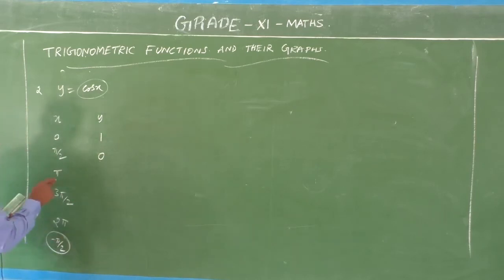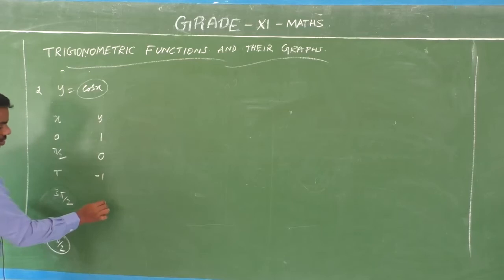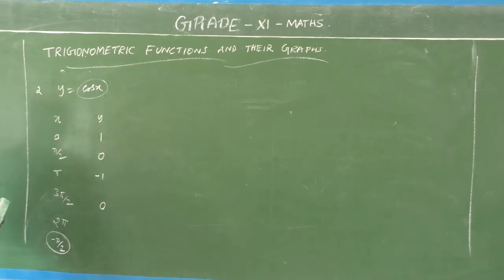For x equal to pi, cos pi is equal to minus 1. For x equal to 3 pi by 2, cos 3 pi by 2 is 0. For x equal to an odd multiple of pi by 2, the cos x function is always 0. For x equal to 2 pi, y equal to cos 2 pi, and the value is plus 1.